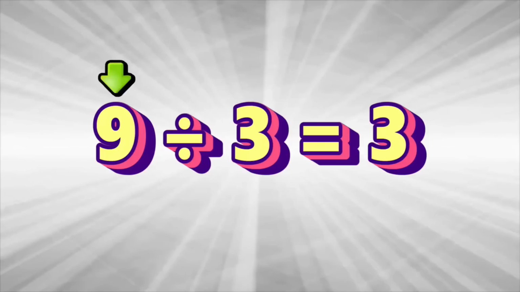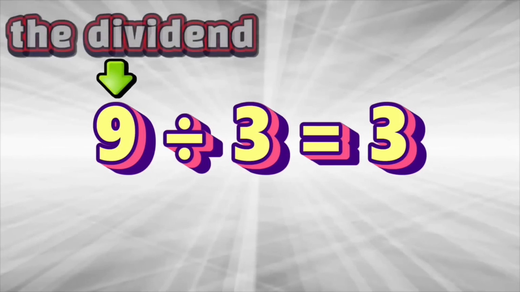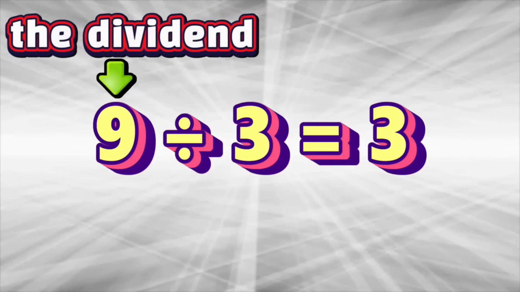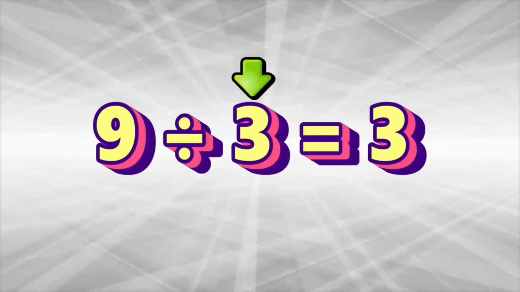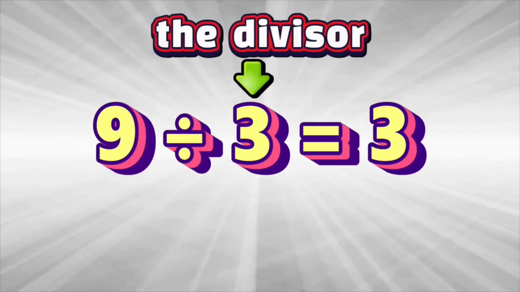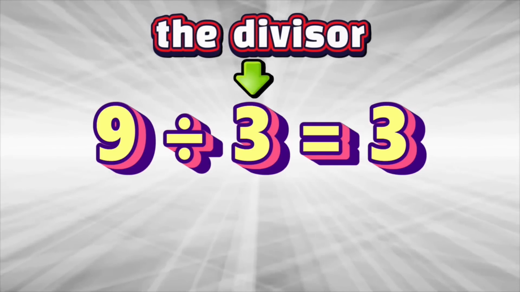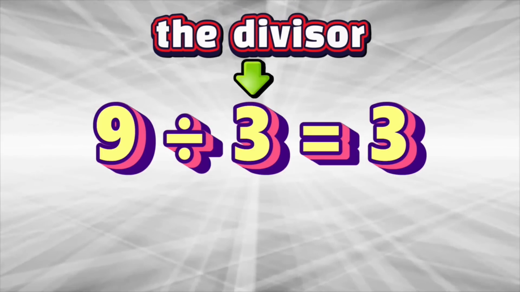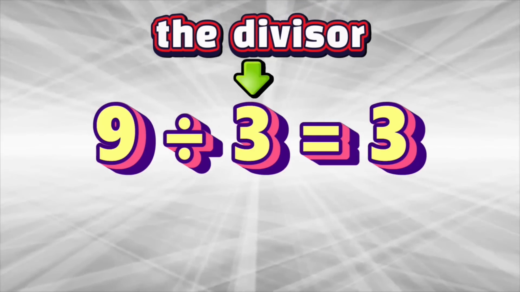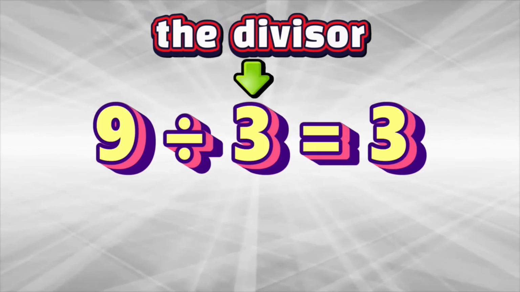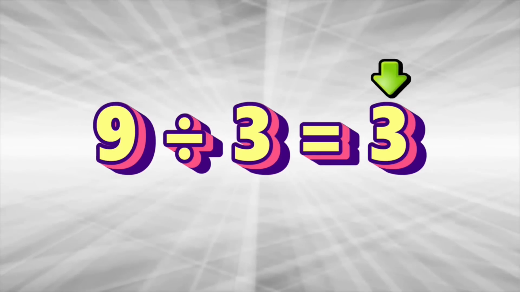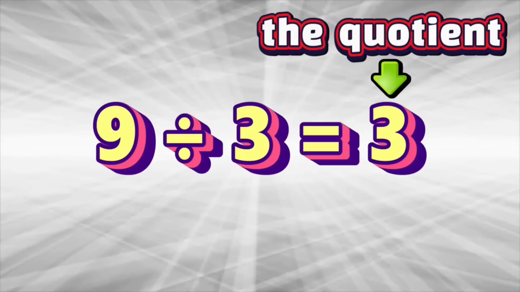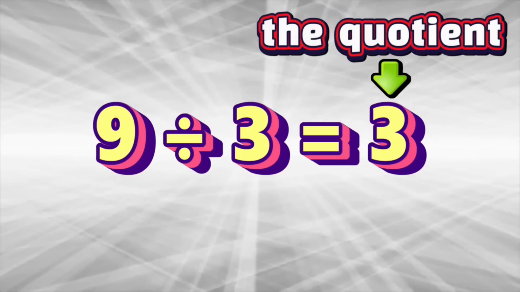This number 9, the total number of apples, is called the dividend. The dividend is the total number you are splitting up. This number 3 is the divisor. The divisor is the number of groups you are splitting the dividend into. The divisor is 3 because the 9 apples are being split up into 3 baskets. And this 3 is the quotient. The quotient is the answer to a division problem.